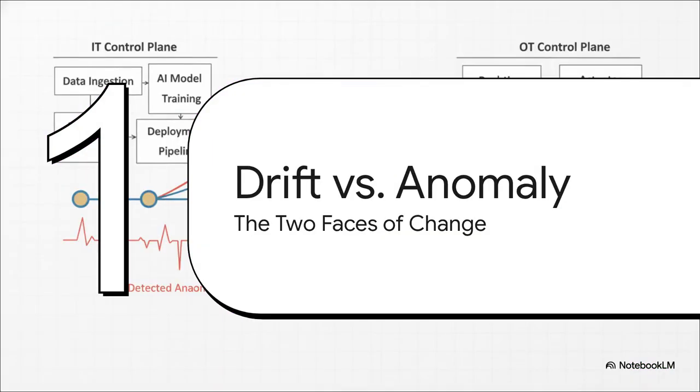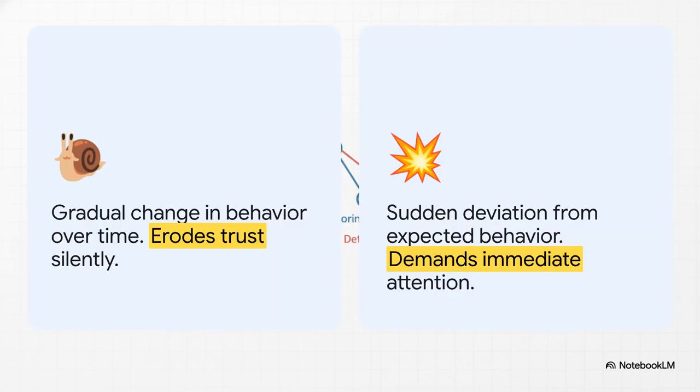Now, when we say change in an AI system, we're really talking about two very different things. Think of them as the two main characters in this story, drift and anomaly. They might be related, but believe me, they behave very differently, and you've got to be on the lookout for both. Here's an easy way to think about it. Drift, that's like a slow leak in a tire. It's this gradual loss of pressure over weeks or months. It quietly eats away at performance and your confidence in the system. Anomaly, on the other hand, that's the sudden blowout on the highway. It's an immediate, unmistakable deviation from what's normal, and it demands your attention right now. See? Both are big problems, but you need different ways to spot them.